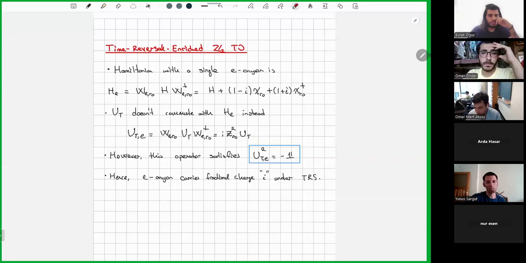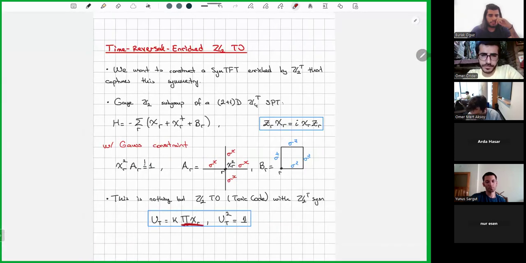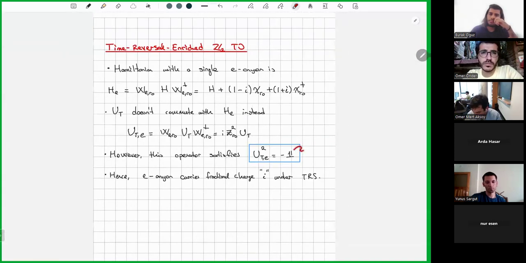But now if you take the square of it, because UT also doesn't commute with the Z square, remember that UT has a product of X, it squares to -1. So once I trap a single E anyon at some site, my global time reversal operator squares to -1. It's a projective representation of time reversal.